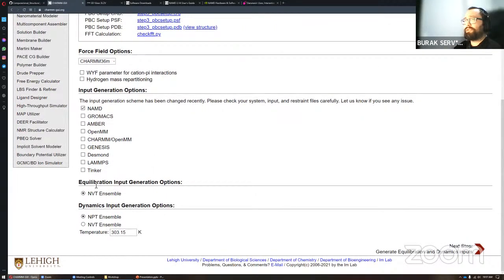Now, another option. By the way, I said we're going to create 2 simulations for today, but every simulation has 2 different parts. The first one is equilibration, and the next one is the production part. When we check this part, we can see we have only one option, NVT ensemble. That means in our simulation, we should stabilize temperature and volume during the simulation.